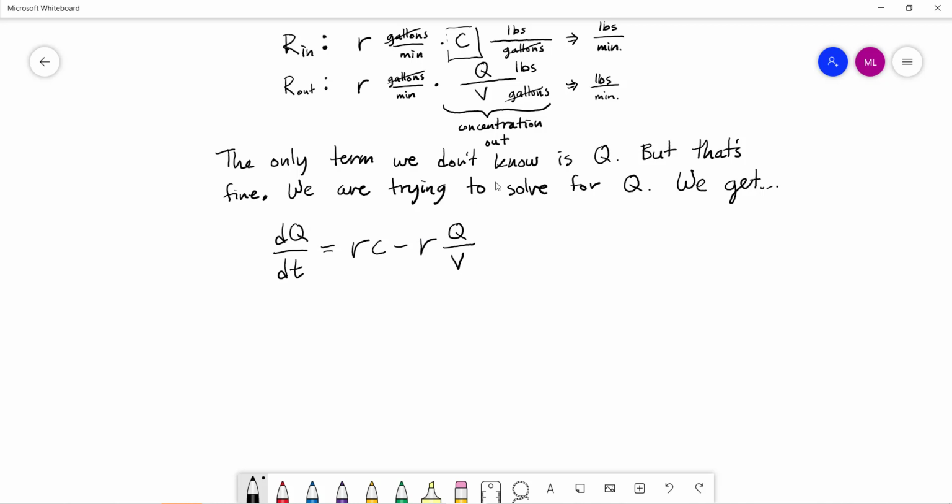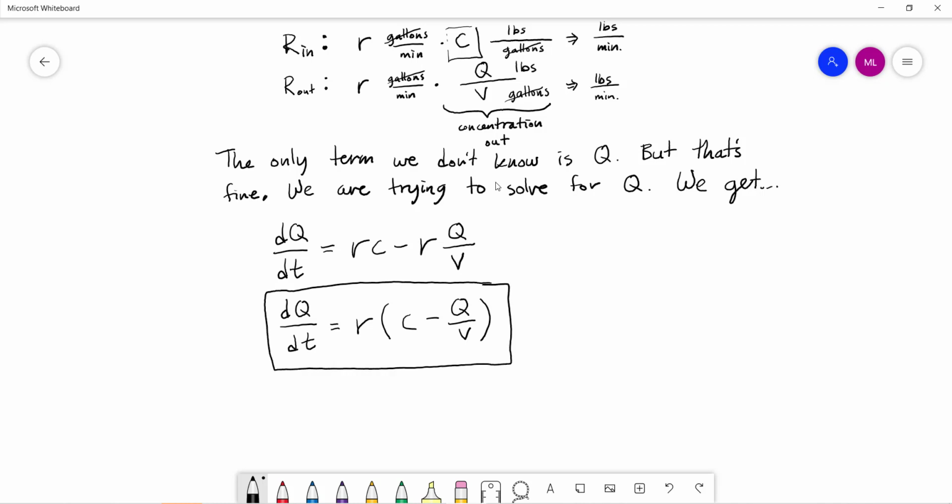And if we want, we can simplify this a little bit and clean it up. dQ/dt is equal to R times C minus Q over V, however you want to do it. Doesn't really matter. But this is our differential equation for mixing. It doesn't have a special name. This is our ODE for mixing.